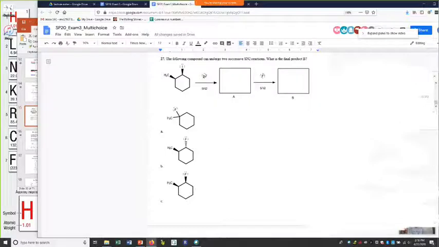So, we want to predict the final product of B. What happened along the way? We've got some useful information told to us that these are SN2s. Realize that we do not have to tell you that these are SN2s. You would have to be able to look at your reagents to figure that out. We would know they follow SN2 reactions because we're looking at strong nucleophiles, because they're negatively charged.